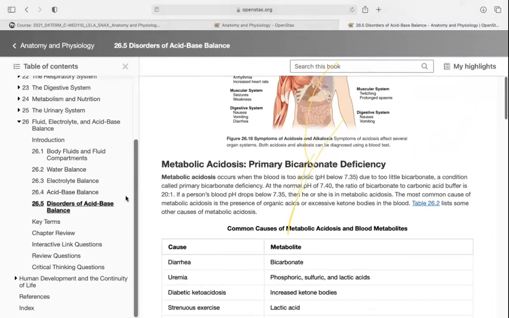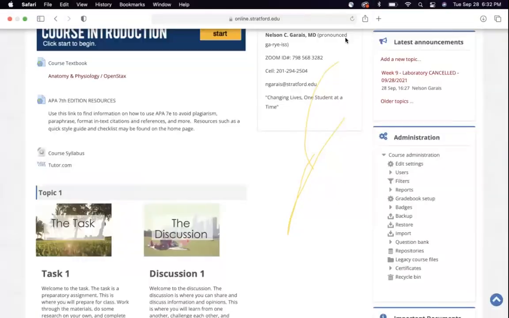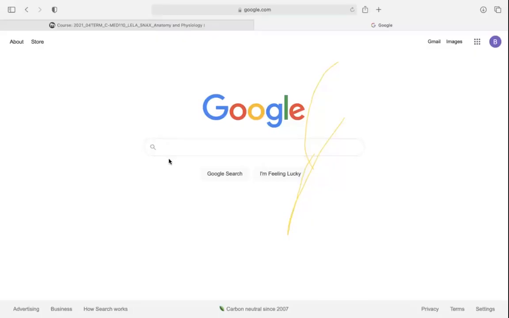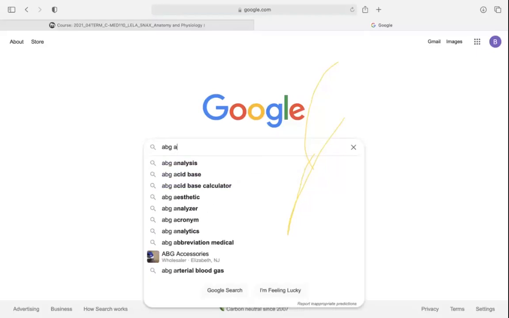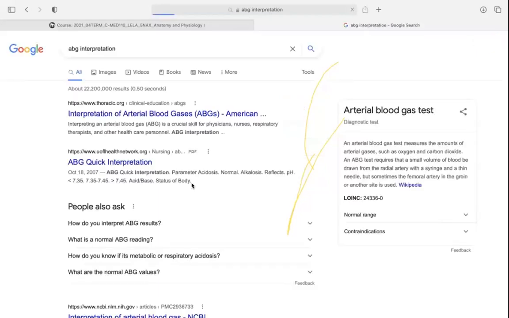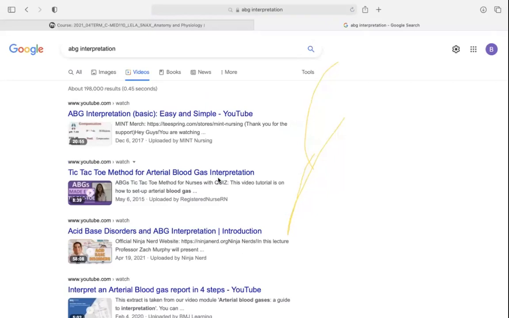So let's look. So we did acid-base balance. Let's look at how you look at an arterial blood gas. All right. Let's look at this video. Now, this is a high yield NCLEX. This is a future NCLEX, but we're going to explain some of this.